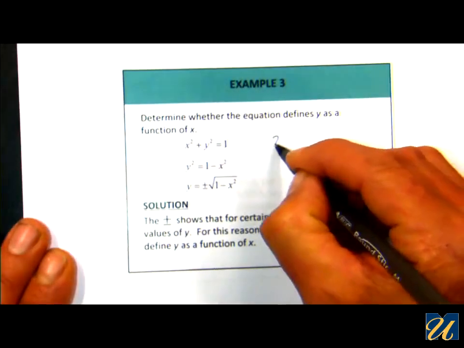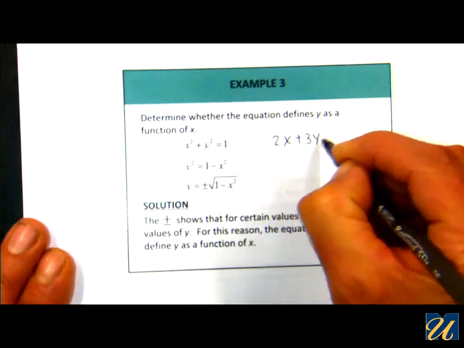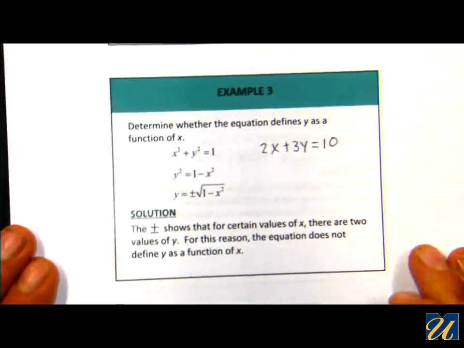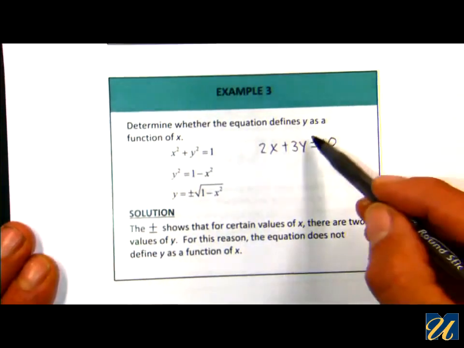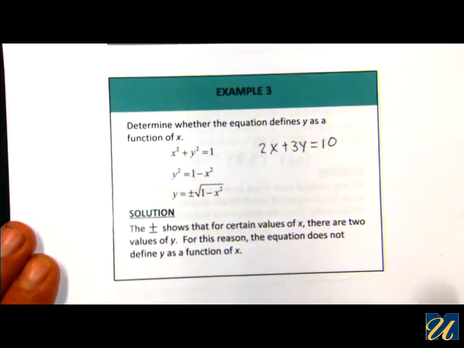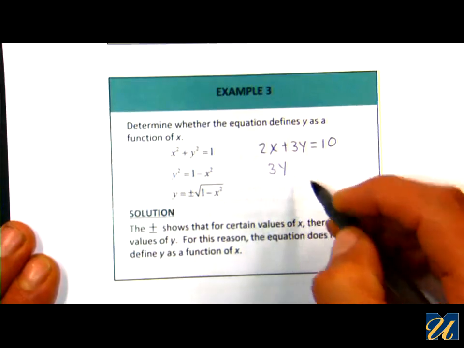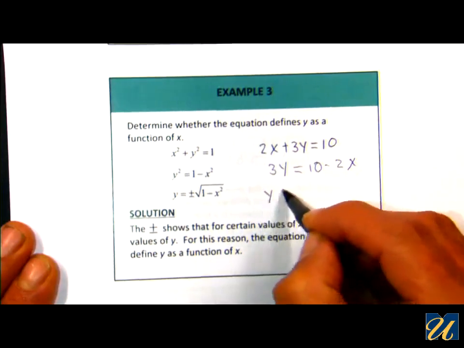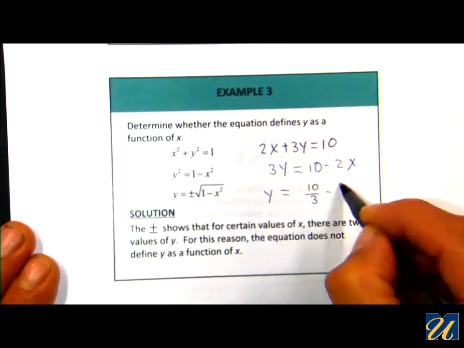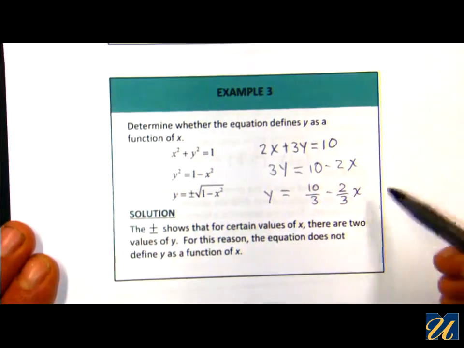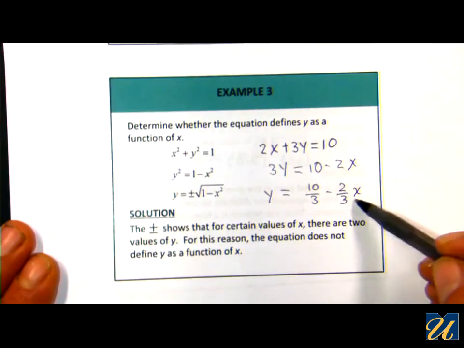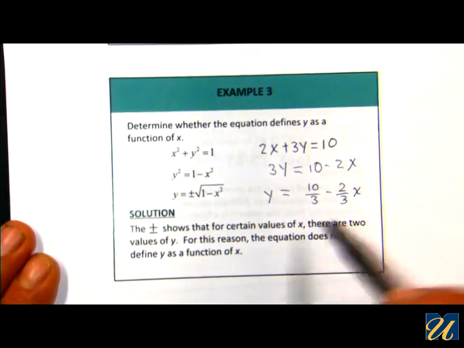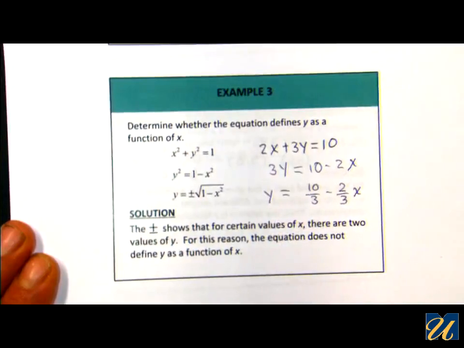If you had, say, 2x plus 3y equals 10, now if we attempt to solve that equation for y, since y is to the first power, we will not have to take a square root or a fourth root or a sixth root, so this will result in having one value of y for each value of x. So solving the equation for y very carefully, we get 10 thirds minus 2 thirds x. Given one value for x, we simply take 2 thirds of that, and then 10 thirds minus that quantity gives us one and only one value of y, so that would in fact define y as a function of x.